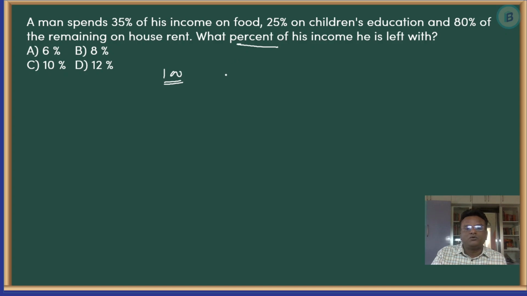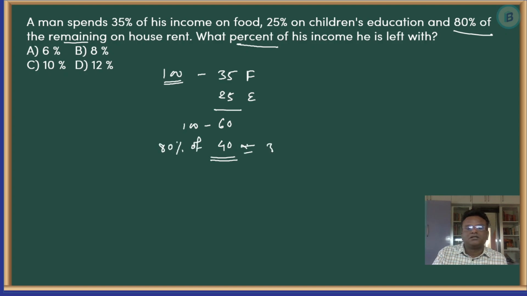35% of his income on food. So out of 100, he spends 35 on food. 25% on children's education. So he spends 25% on education, and 80% of the remaining. So now we have to find the remaining. So 35 plus 25 is 60. So 100 minus 60 is 40 remaining. So out of this remaining, he spends 80% on house rent. So 80% of 40 is 32.